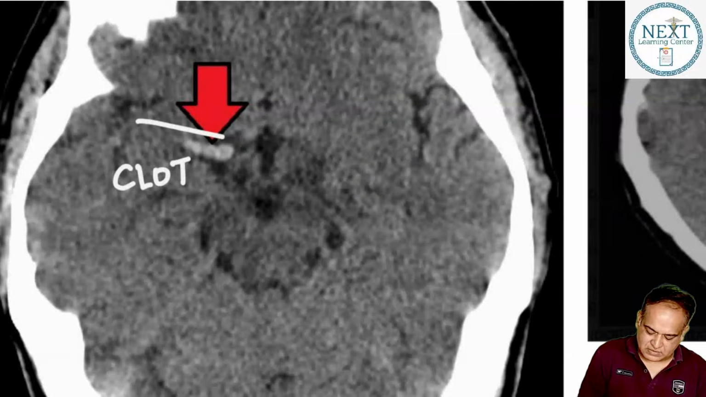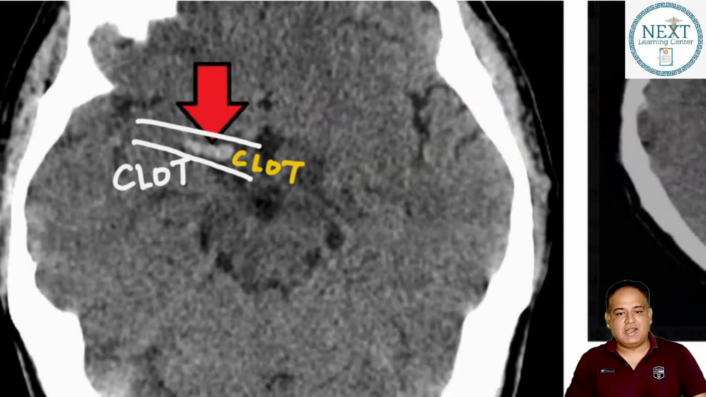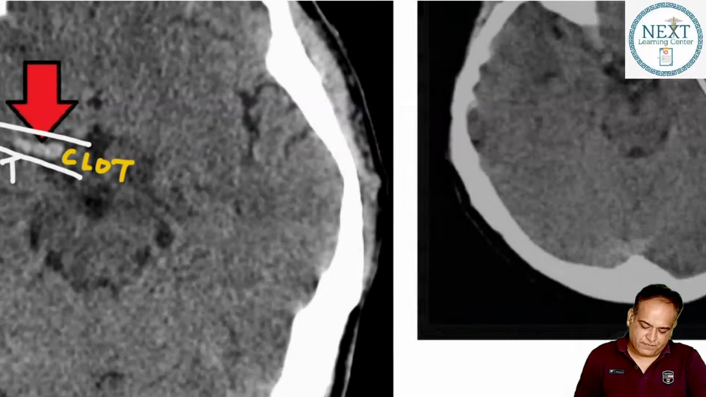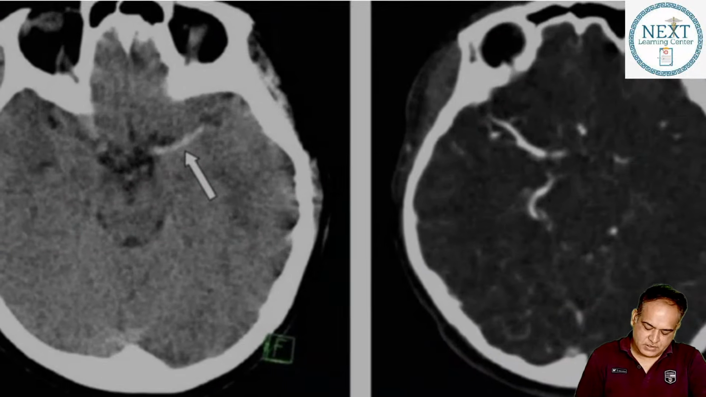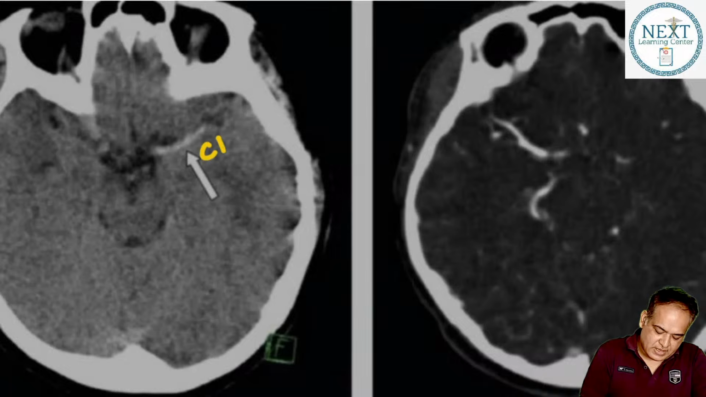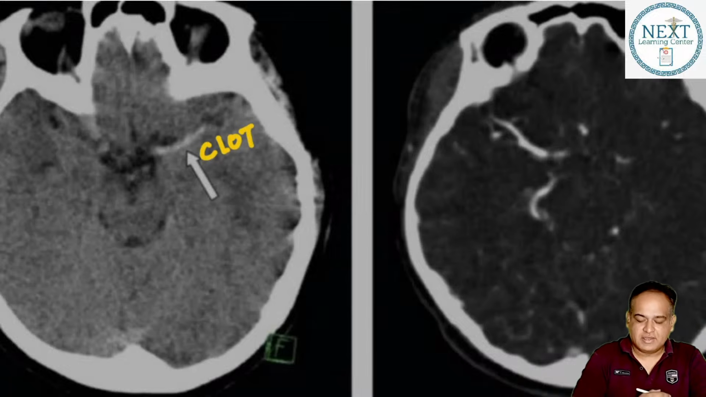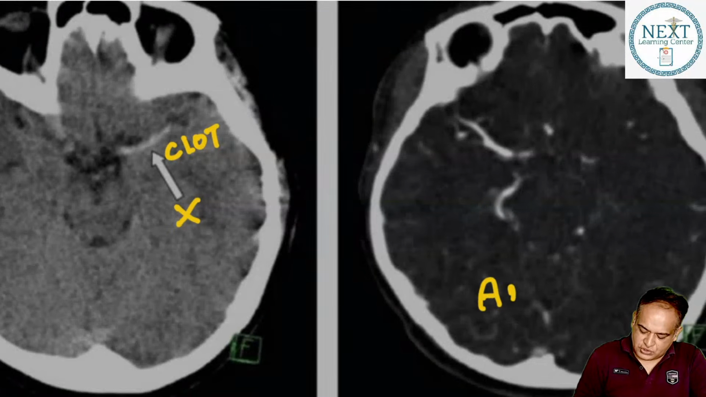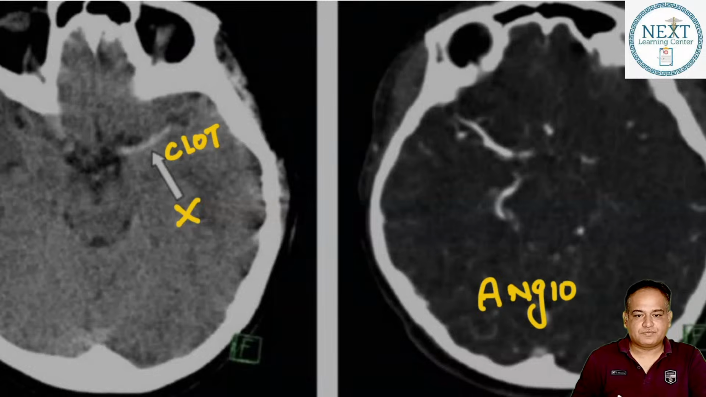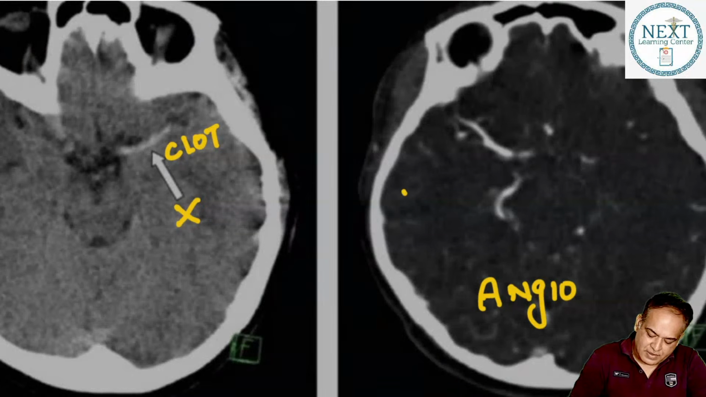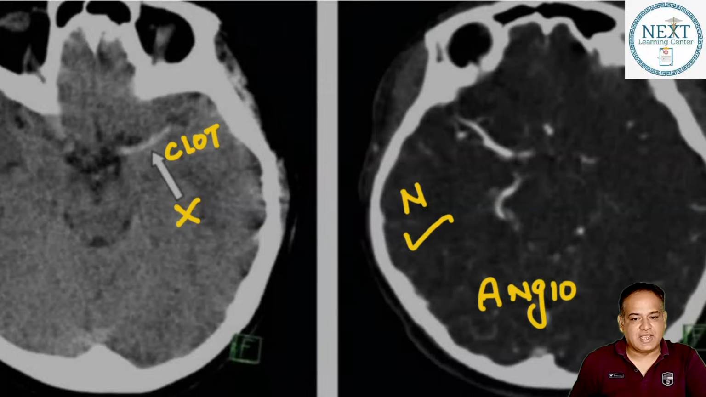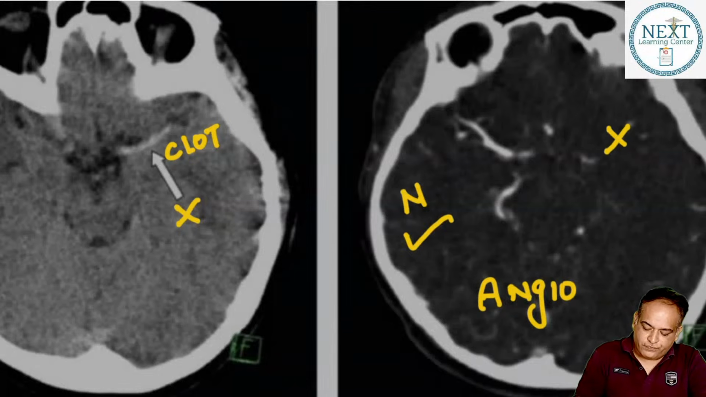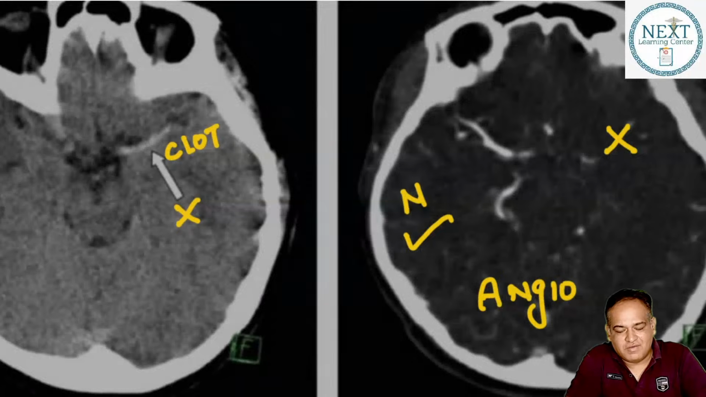For example, let's say this is the middle cerebral artery. As you can see here, there is a clot. That means the blood is not freely flowing. You see here, dear doctor, there is a clot over here. That means blood is not able to flow. When you get the angiography done, you see there is normal flow on the normal side, whereas there is no flow on the side of the blood clot.